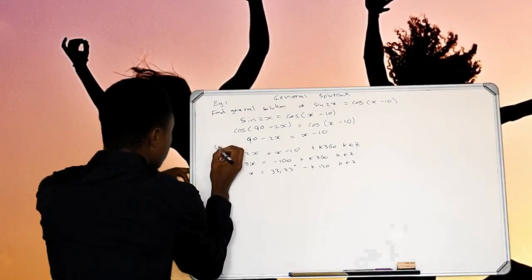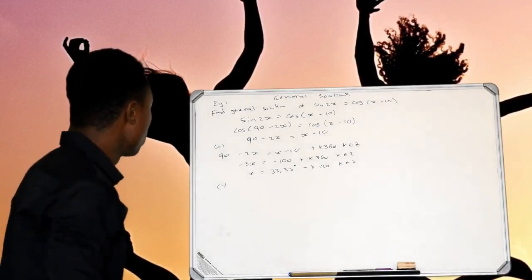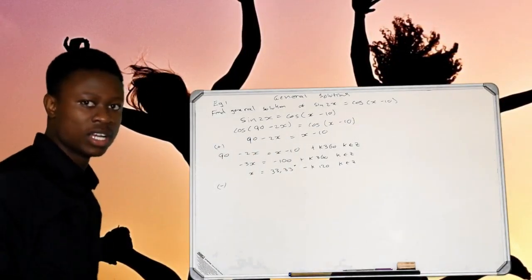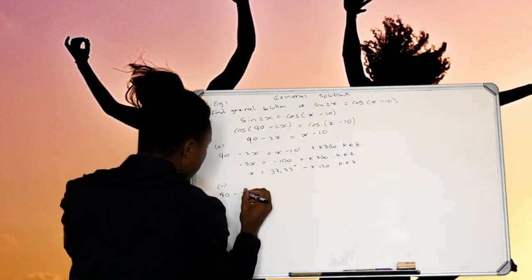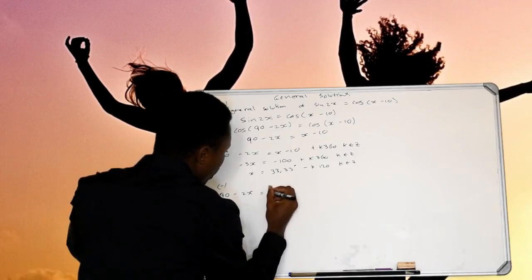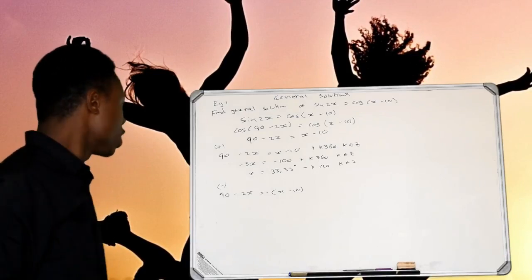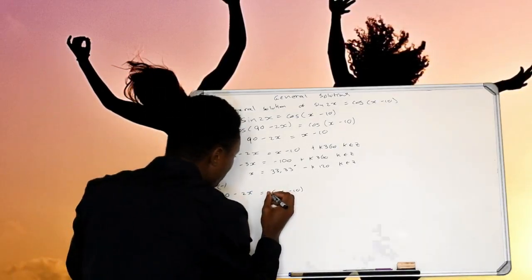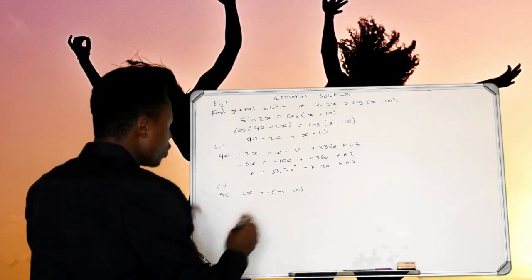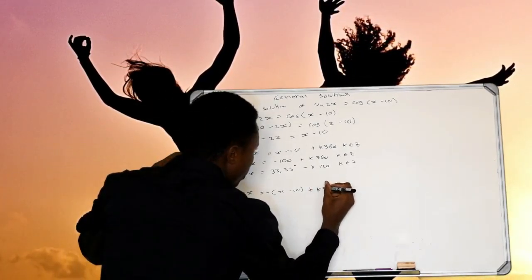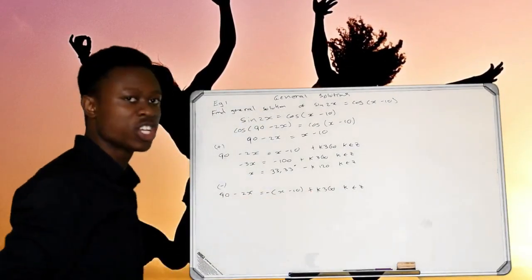So when it's negative, what do we change? We change what's on that side too, so that it's negative. So it'll be 90 minus 2x is equal to, and I just put a negative sign in front of the x minus 10. This one here takes into account when it's negative. This part here is still the same: k360, k is an element of z. So you continue to write that again.